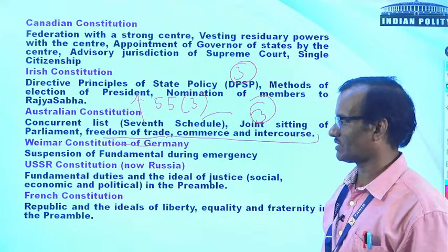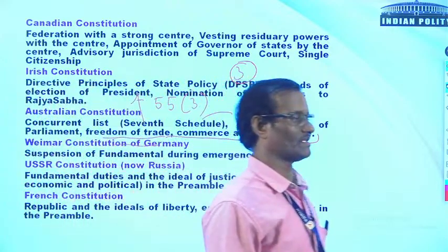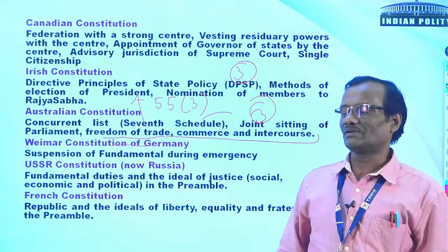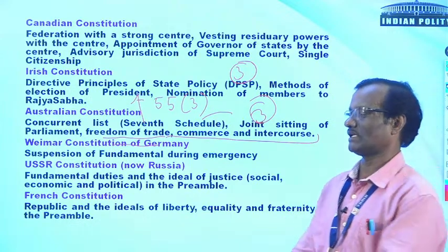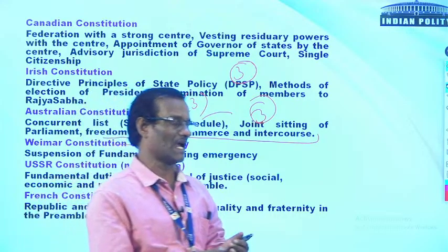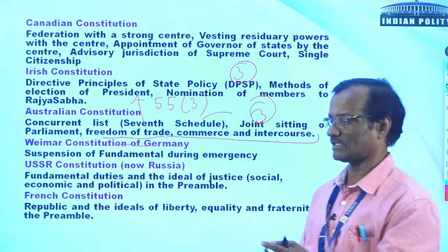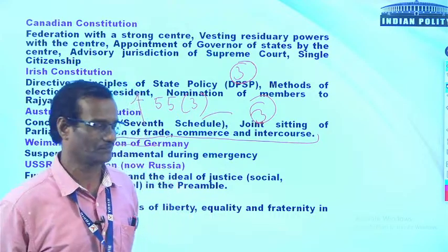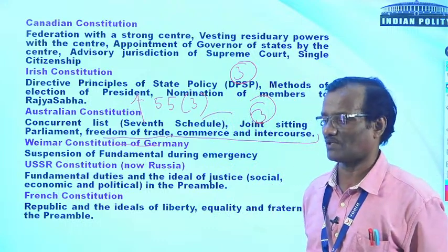Then from the Weimar Constitution, that is the German Constitution of 1949, we have borrowed a single most important provision, that is suspension of fundamental rights during emergency. Students, fundamental rights are suspended during national emergency under Articles 358 and 359. Under Article 358, Article 19, that is the right to freedom, is automatically suspended if the national emergency is imposed on the ground of war and external aggression. And under 359, the President can notify the suspension of other fundamental rights.